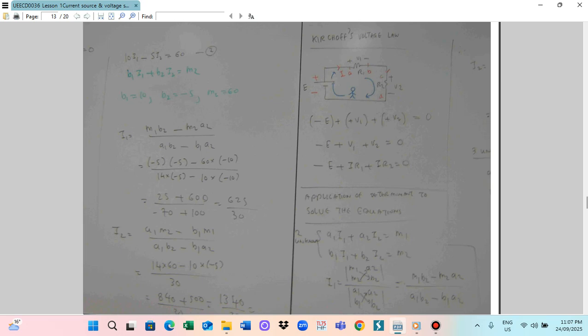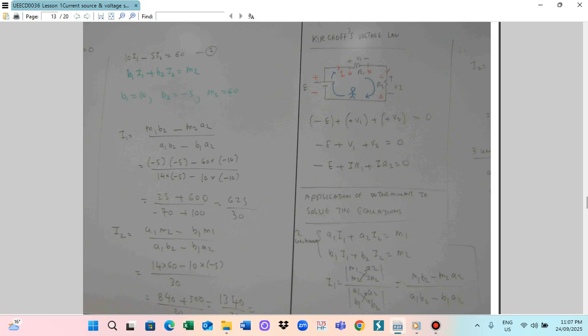So you substitute here. The A1 value, we already got, is 14, multiplied by M2. M2 is 50, minus B1, which is 10, times M1. M1 is minus 5. The denominator is the same, 30. So this is 840 plus 500, divided by 30. So this is 1340 by 30. So you got the I2 like this.